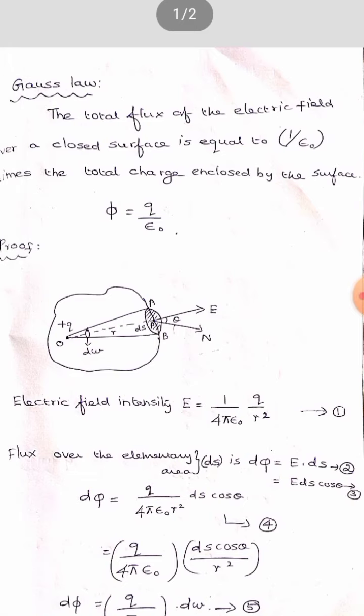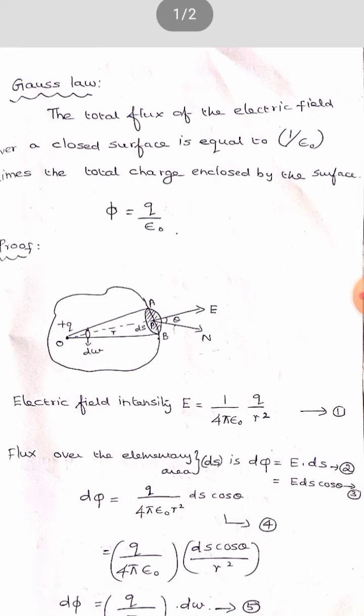That is, if we consider a closed surface, the flux present in the closed surface can be found by the reciprocal of the permittivity of free space. That term will be multiplied by the charge present in that closed surface. So this is said to be Gauss law. That relation can be written as phi is equal to q by epsilon naught.